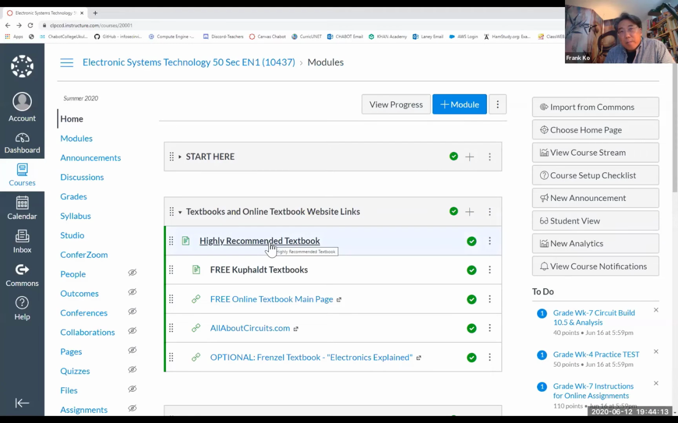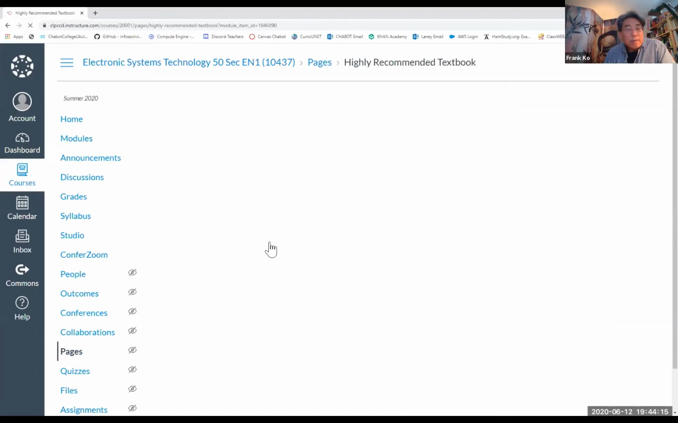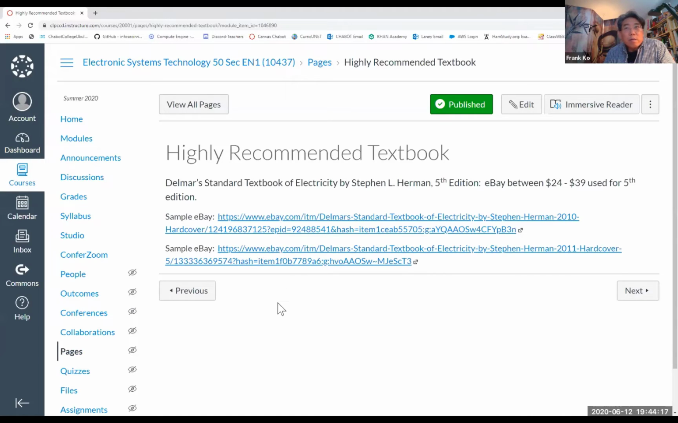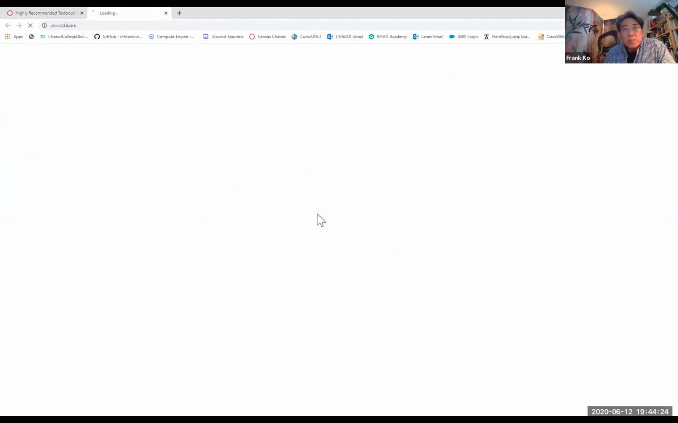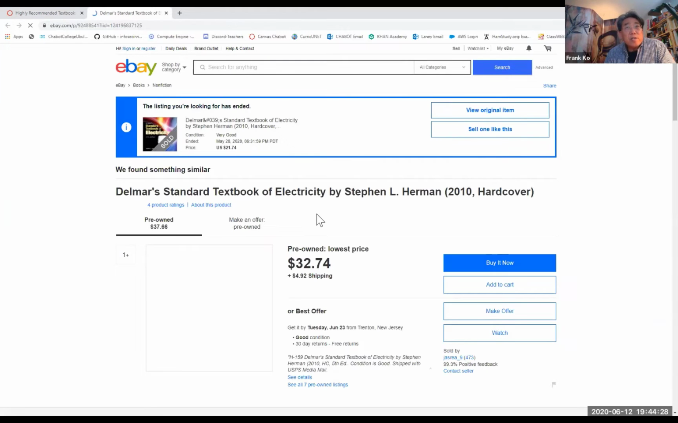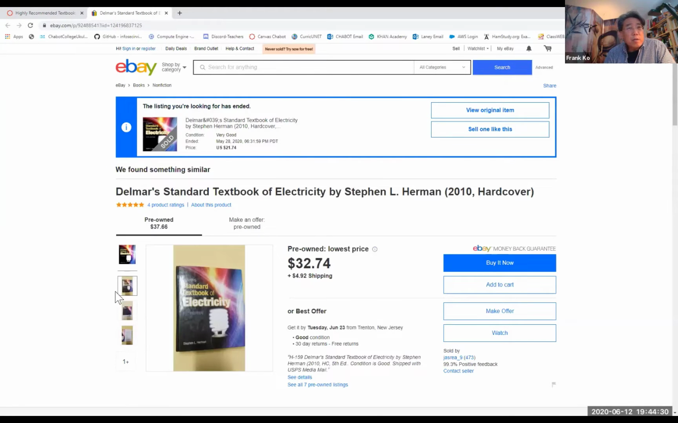Then the highly recommended textbook. Under highly recommended would be Delmar's Textbook of Electricity. And you can find this nicely used, pre-owned, a 5th edition, for a very reasonable price. This is hardbound, it's 5th edition. I've been using 5th and 6th editions, and I'm old-fashioned. I like having paper in the hand.